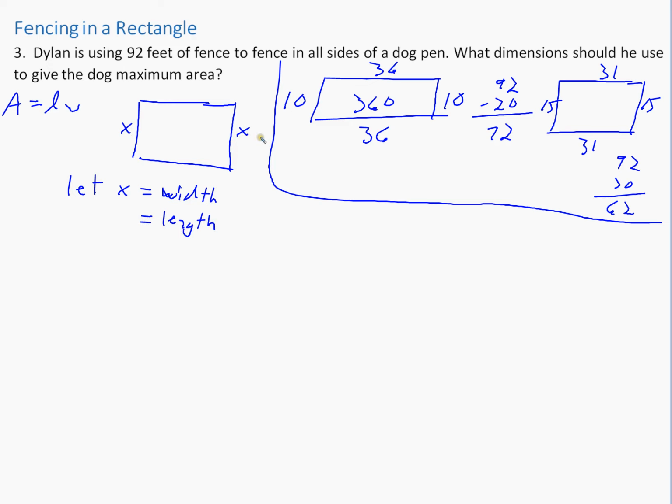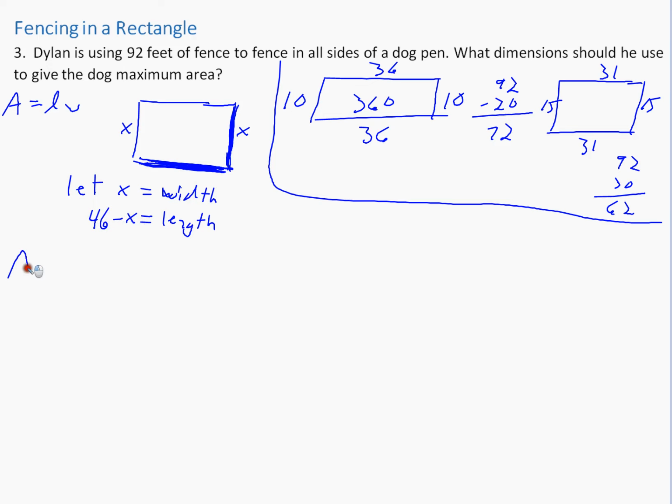Actually, even better, let's talk about it this way. Here's one side and here's another side, and that's using up half of our fencing. Half our fencing is 92 divided by 2, so 92 divided by 2 is 46. So if this part right here is 46 feet, how much is here? Well, we would take 46, the total of these two, subtract x, and that would leave us with our length. So we would have 46 minus x for our length.